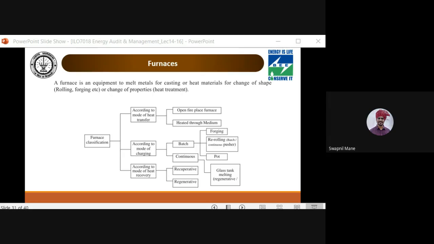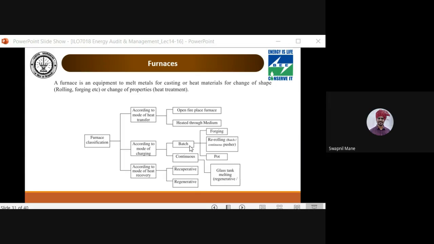According to mode of charging, it can be a batch process, that means some specified quantity is placed inside the furnace, or it can be a continuous process. For example, in the manufacturing of glass, the process is continuous. In batch process we have re-rolling or continuous pusher or forging operation, in which a batch of material is placed in the furnace, it is taken out and another process is carried out on that specimen.